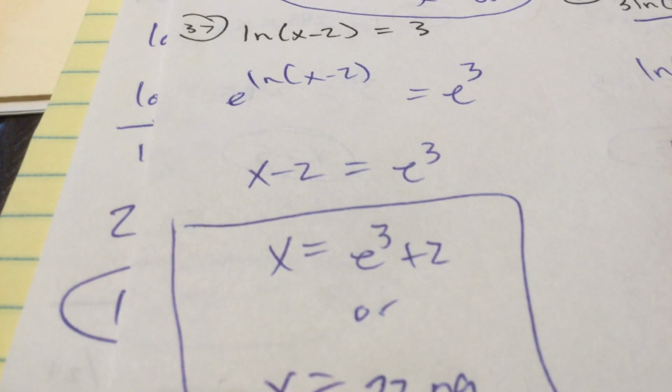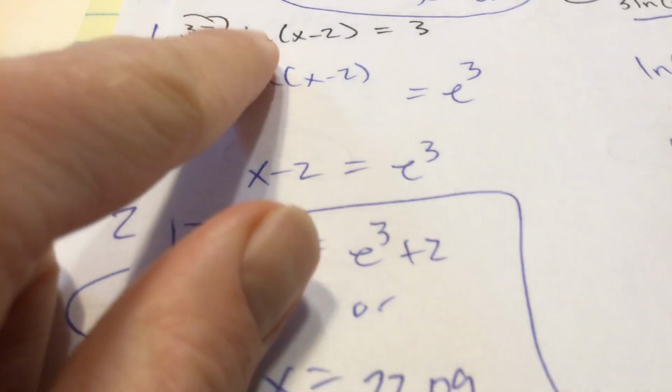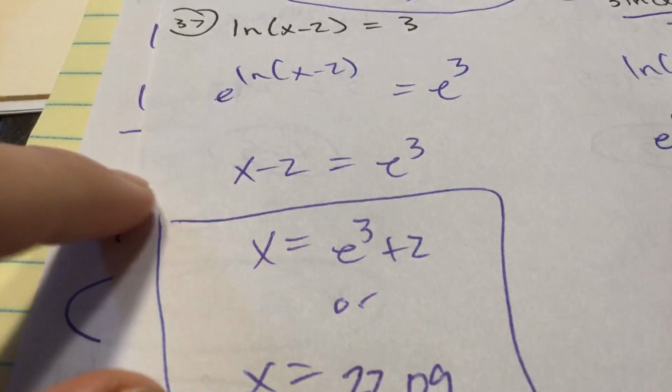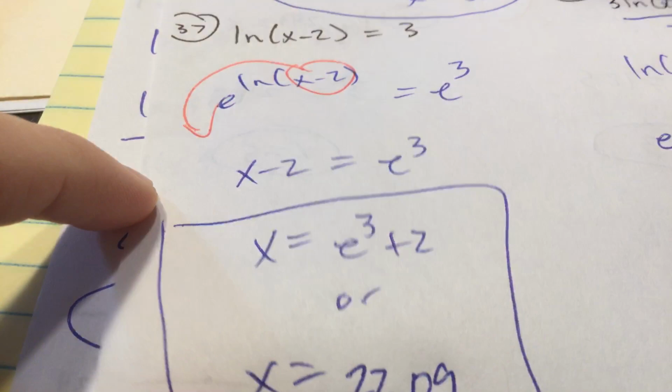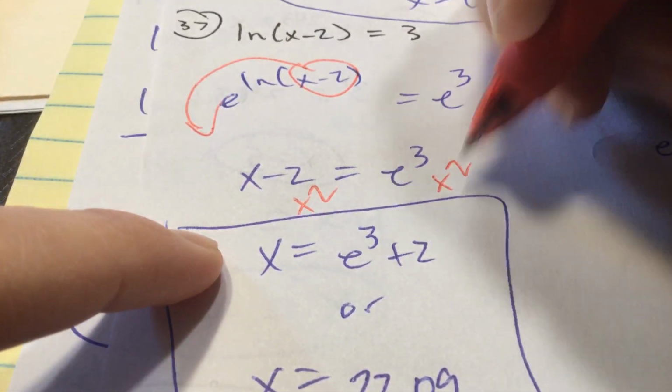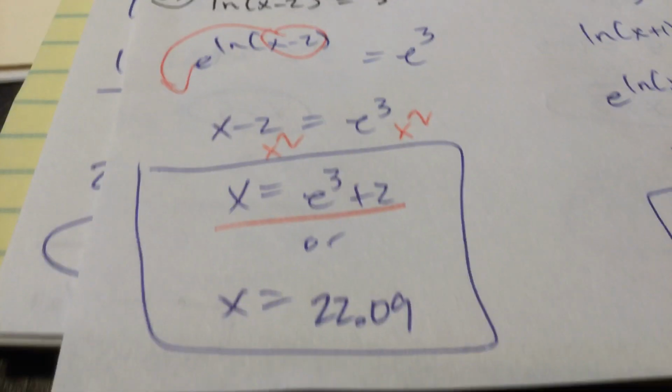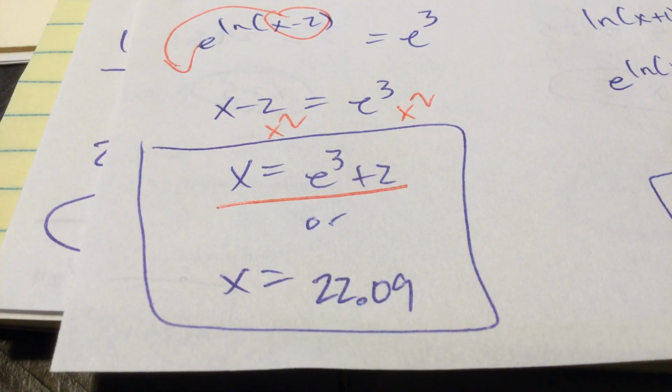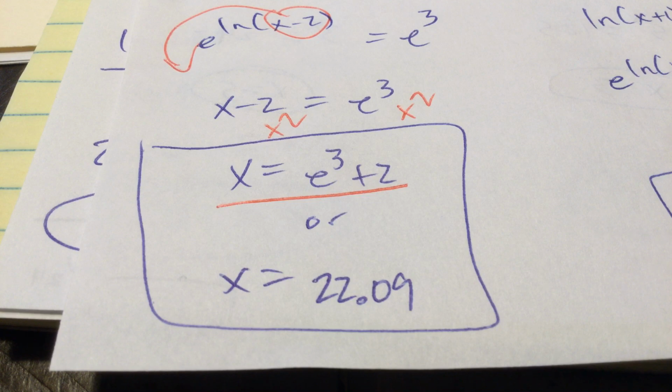Folks, on 37, I got natural log all by itself, so I can attach e as a base, e as a base. That means this exponent will come on down. x minus 2 is e to the third. Add 2 to both sides. Again, I do prefer this answer that I underlined right there. That is, in fact, more exact.